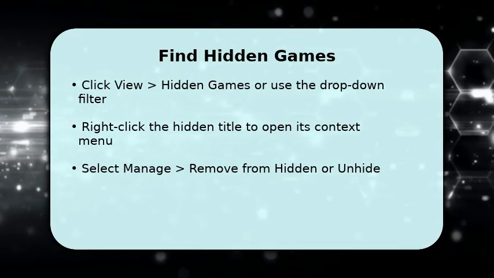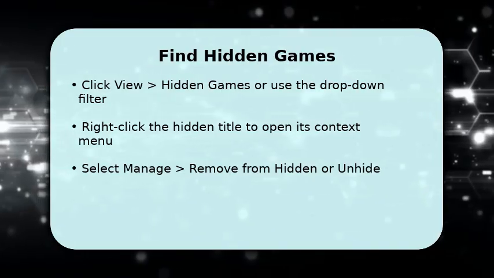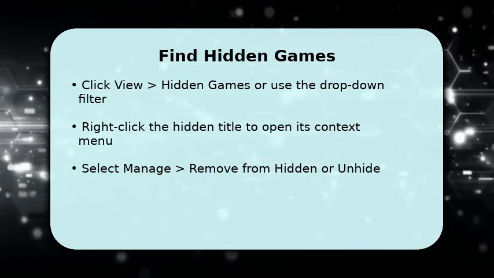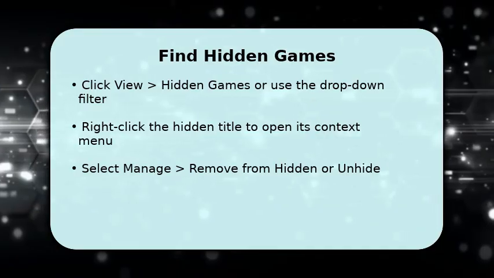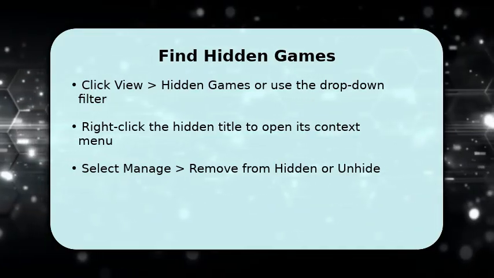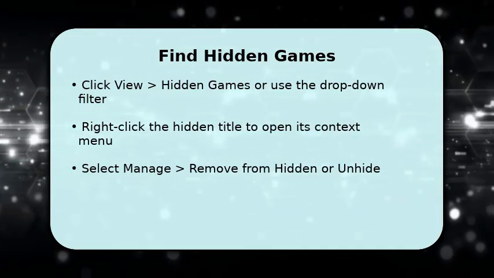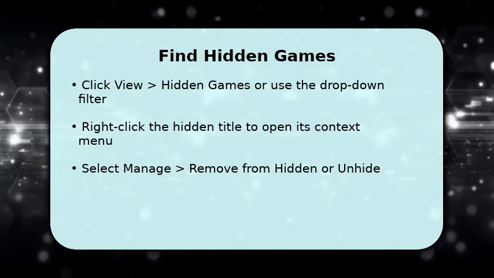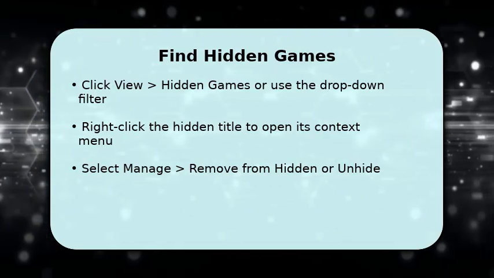Select Manage, then choose Remove from Hidden or Unhide. Steam will return the game to its previous category and library position. Make sure to repeat for each title you want visible. If a game doesn't reappear, proceed to the final verification steps.